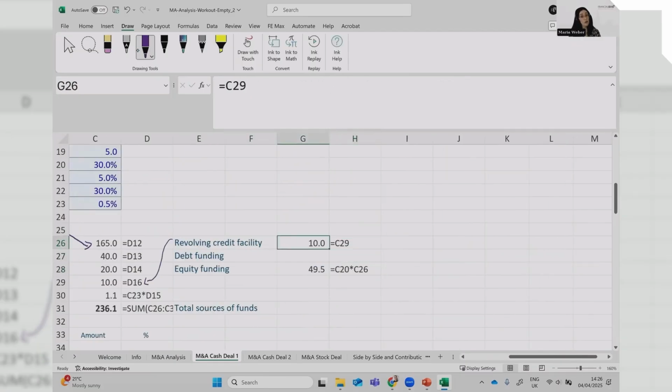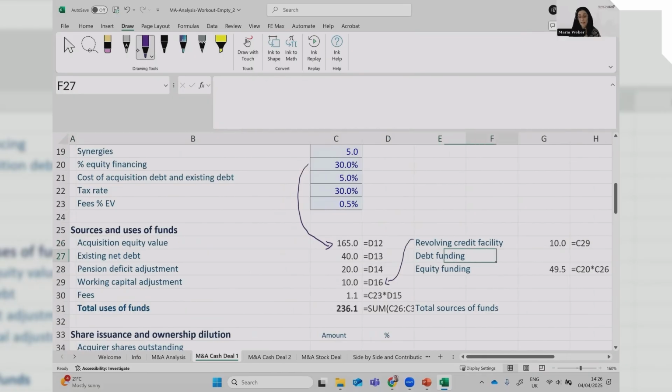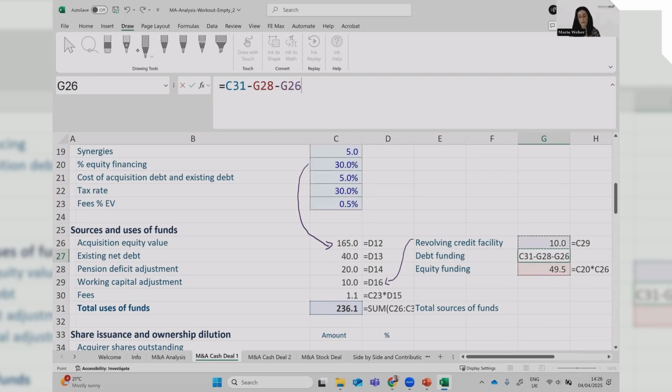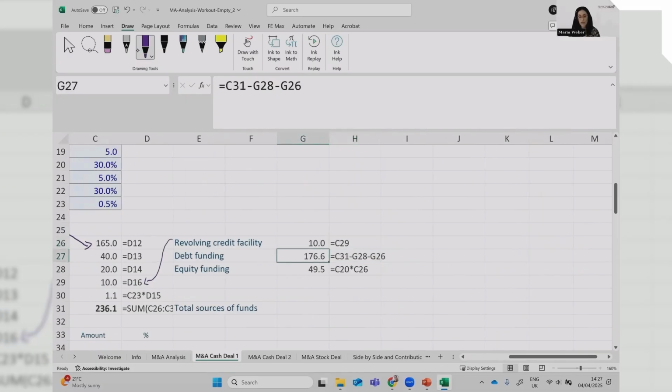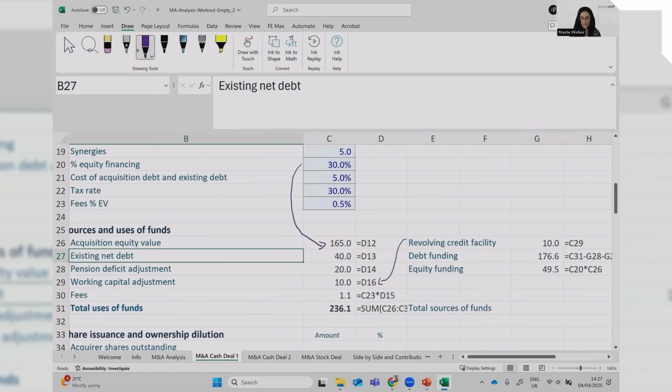And now we can work out the debt funding as being the remainder. I need to come up with a total of 236.1. I've already taken care of 49.5 of that. I'm going to give shares in exchange for that amount of value. And I've taken care of 10 of that. I'm going to have an RCF that covers that. So the amount of debt that I'm going to take out is going to be the 176.6.